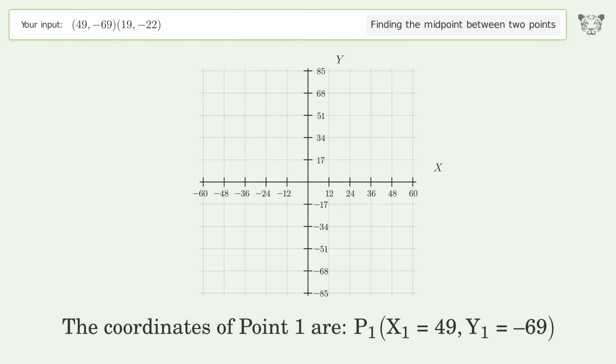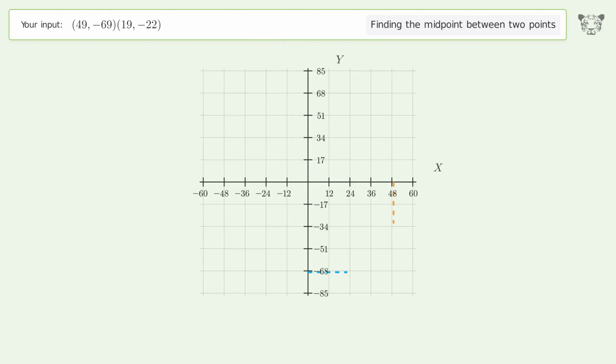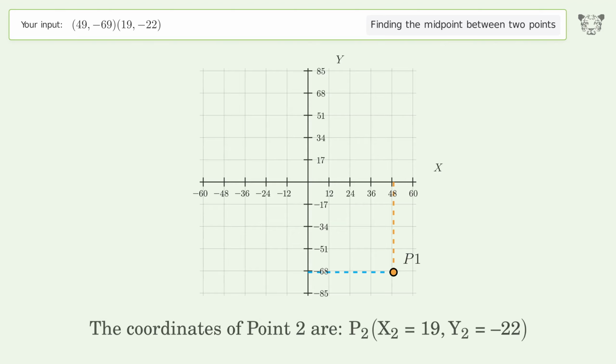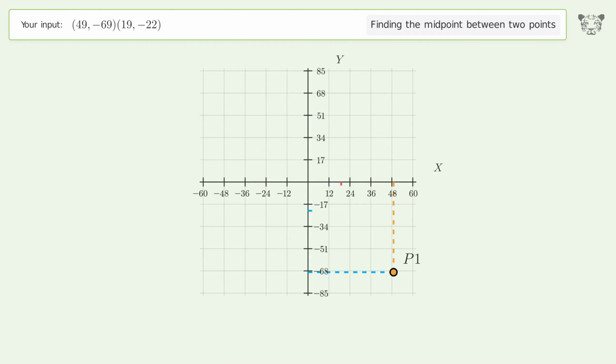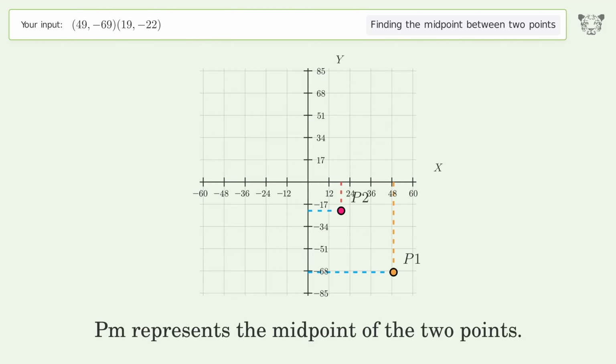The coordinates of point 1 are x1 equals 49, y1 equals negative 69. The coordinates of point 2 are x2 equals 19, y2 equals negative 22. PM represents the midpoint of the 2 points.